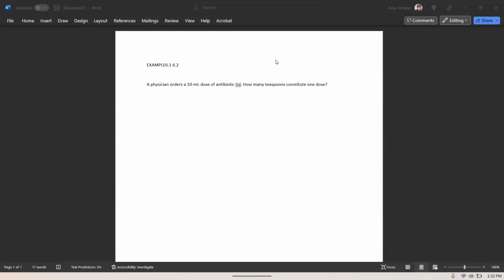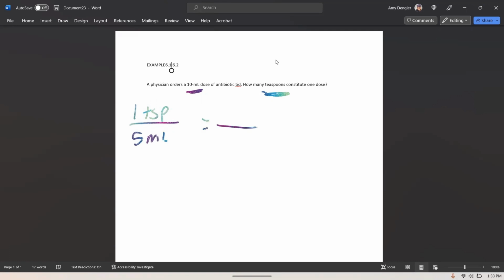All right, so examples 6.1 and 6.2 are the same problem. One of them goes over it using ratio and proportion, and the other one uses dimensional analysis, which in our program we use proportions. So that's how I will do these two examples, in ratio and proportion. We need a conversion factor between milliliters and teaspoons. If we go to our chart, we should see that 1 teaspoon is equal to 5 ml. Now we have 10 ml. How many teaspoons is that?